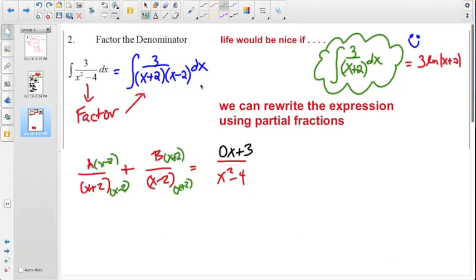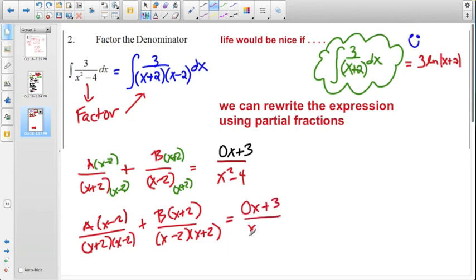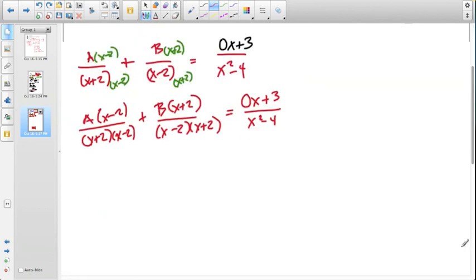So combining these expressions here at the top, we have a times x minus 2 all over x plus 2, x minus 2. And for this next fraction here, we have b times x plus 2 over x minus 2, x plus 2. And that all has to equal 0x plus 3. And I'll just keep the denominators x squared minus 4 over here, knowing that that and this are mathematically equivalent.